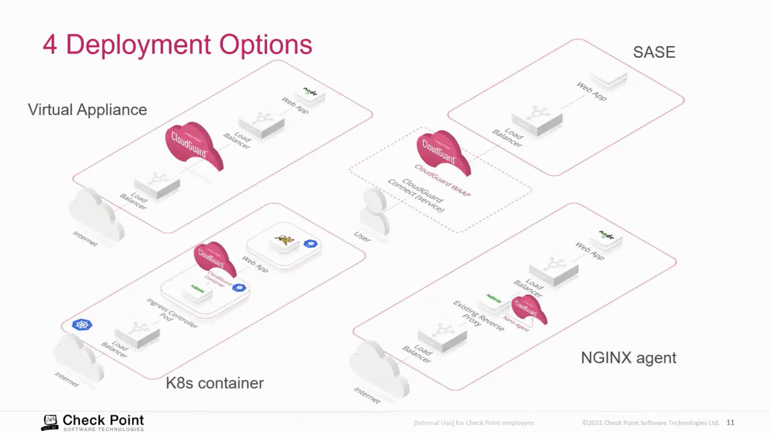The CloudGuard AppSec can be deployed in different scenarios. It can be deployed as a virtual appliance that's protecting your environment. It can be deployed as part of a SASE capability from the CloudGuard Check Point Cloud. It can be deployed and integrated with an existing proxy agent or reverse proxy agent like Nginx, or it can be deployed as part of a Kubernetes container deployment.